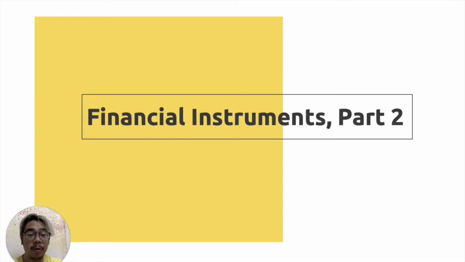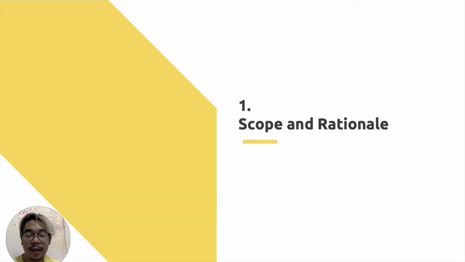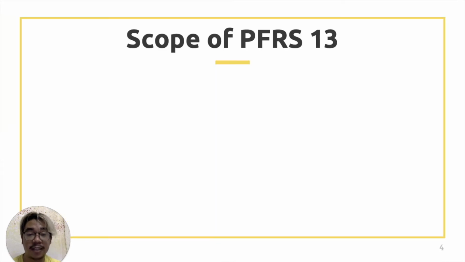So, good day again, learners. As I mentioned kanina, we will be discussing part 2 of financial instruments, focusing on fair value measurements. In this video, we will focus on PFRS 13, the standard titled Fair Value Measurement. So, we will discuss how to measure fair value. First, we will discuss the scope and rationale of PFRS 13.